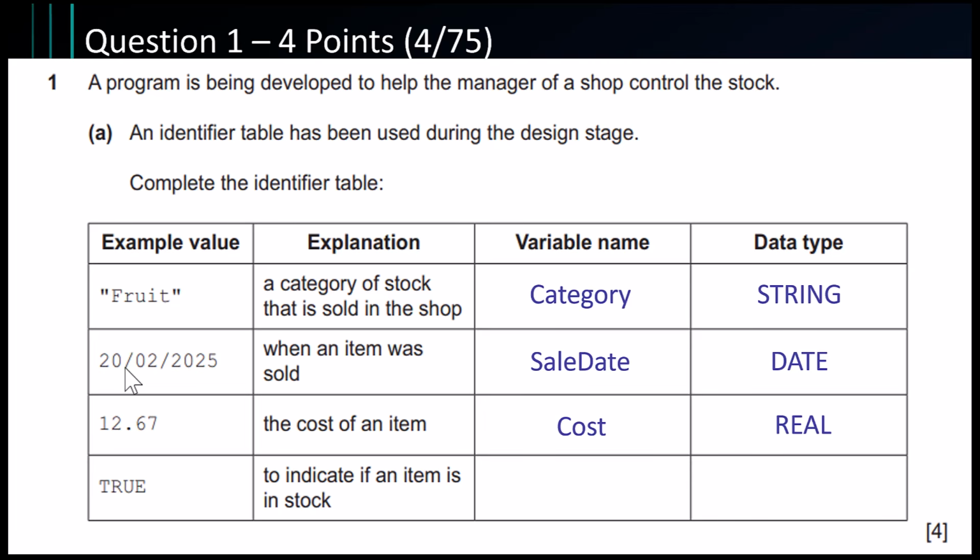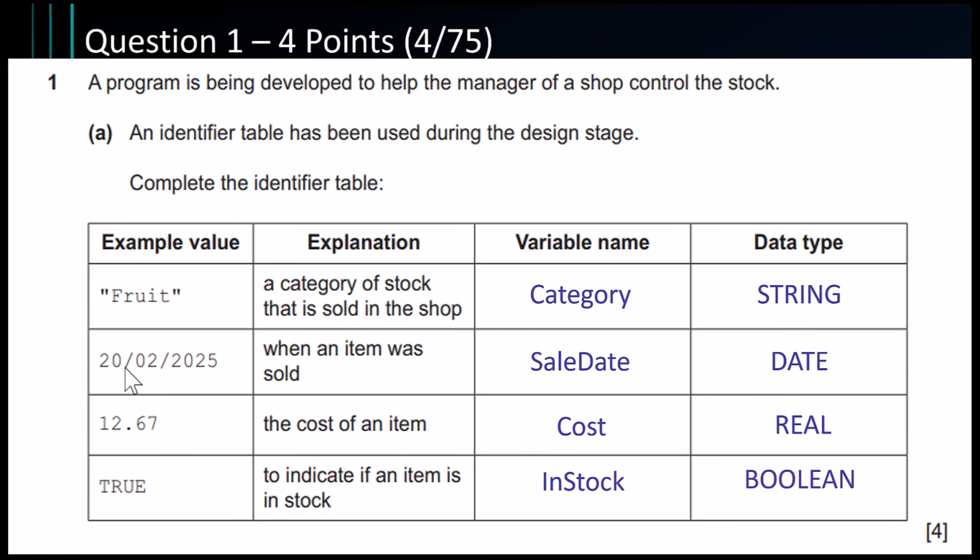Then we have true. Notice true is a word, but it's in all caps and it is not inside double quotes. Because it's not inside double quotes, I know that it's not going to be a string. It says to indicate if an item is in stock. The variable name I came up with was in stock. It either is or it isn't. It's either true that it is in stock or false that it is not in stock. What type of data type is that? That's going to be a Boolean.